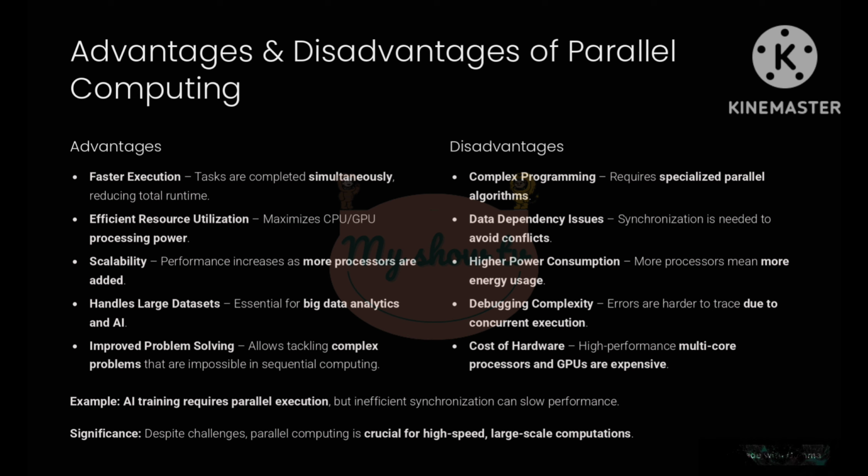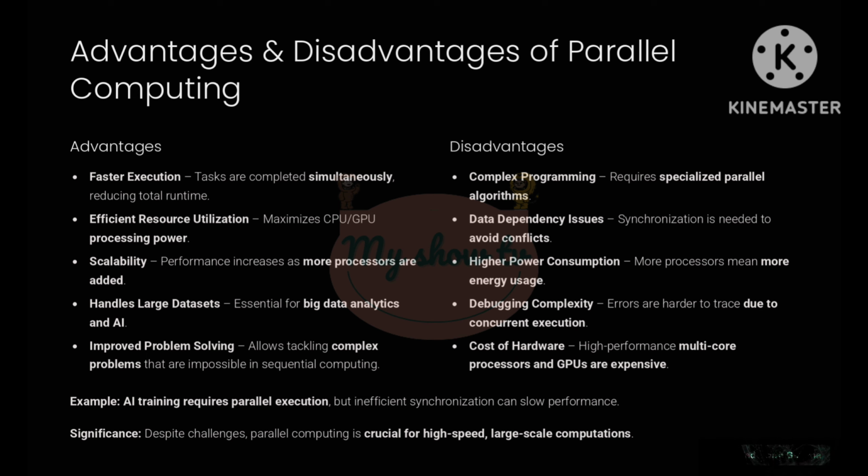Disadvantages. 1. Programming is complex. Writing parallel programs requires understanding of parallel algorithms and hardware. 2. Data dependency. Tasks often share data. Handling this safely, using synchronization, can be hard. 3. High power usage. Running multiple processes consumes more energy.